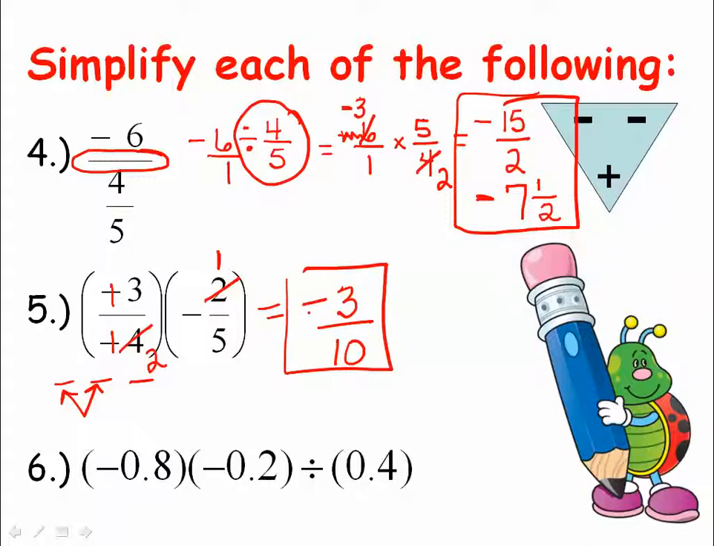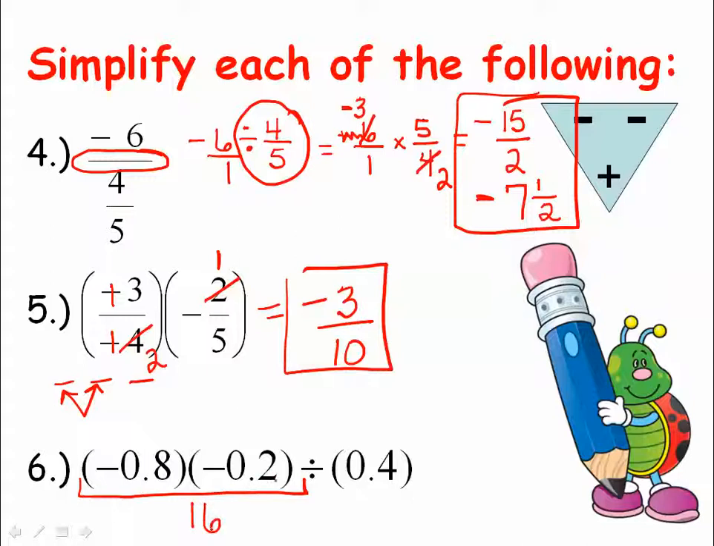In our next example, we're going to look at some decimals. We start by multiplying negative 0.8 times negative 0.2. We know that the two negatives will make a positive answer. In order to multiply decimals, we can simply ignore the decimal point and multiply the numbers together. That would simply be 8 times 2, which is 16.